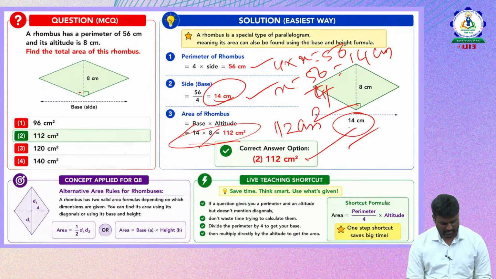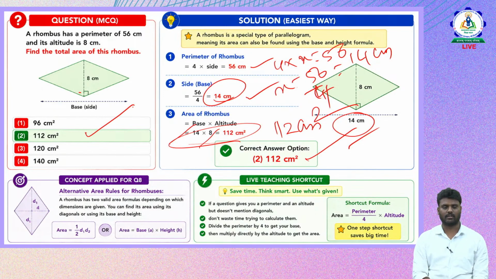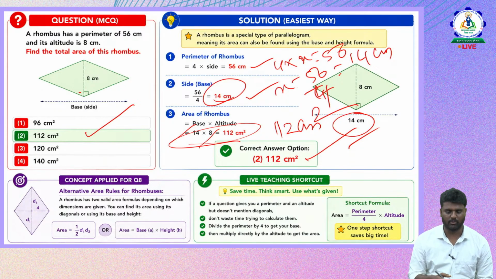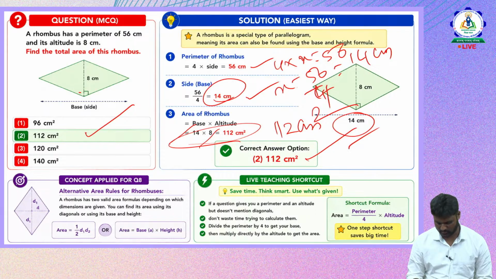So what is the answer? Option 2, 112 centimeter square, is the correct answer. They have given the perimeter and the altitude, and we need to find the area of the rhombus. In order to find the area of the rhombus, the base and altitude are required. We don't know the base, but from the perimeter we can identify it. So remember these two formulas, and we can easily solve.